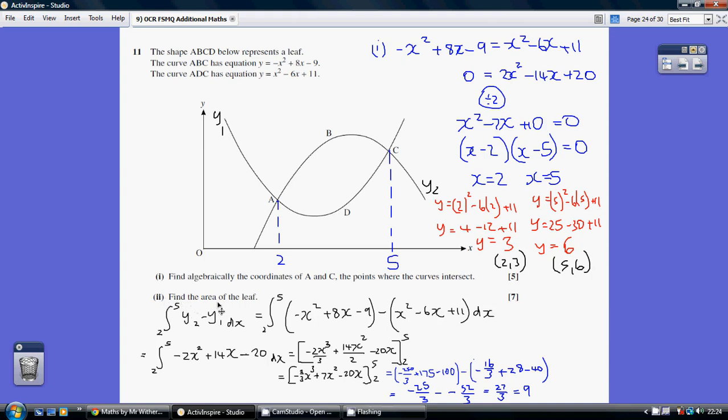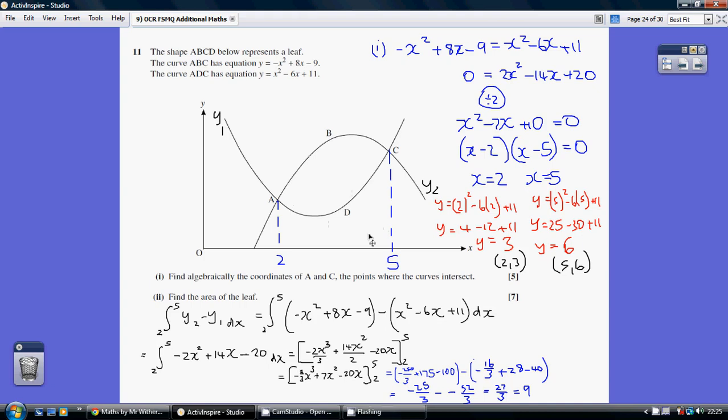Now for part 2, I've been asked to find the area under the leaf. Now this area here is the area under this curve here, which I'm calling y2. That's the one with the negative x squared, this top one, because that would give me all of this area here, all of this. So it's that less the area under the smiley face curve, which would be this area here.